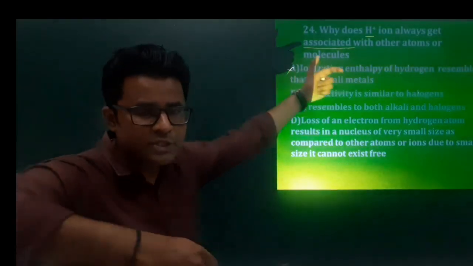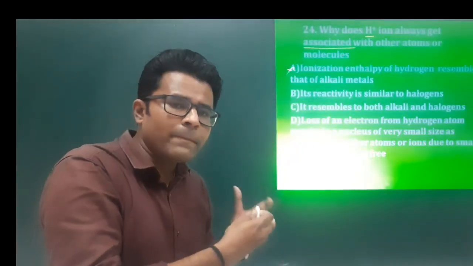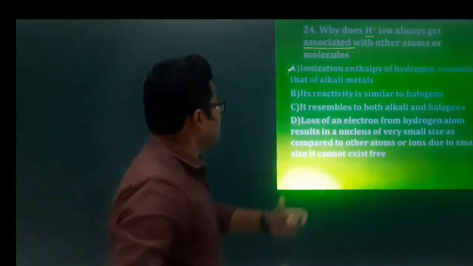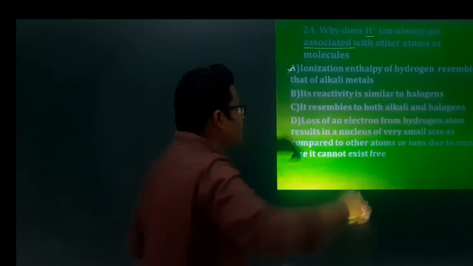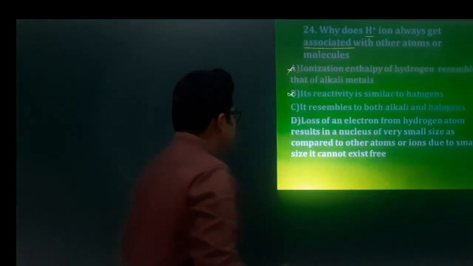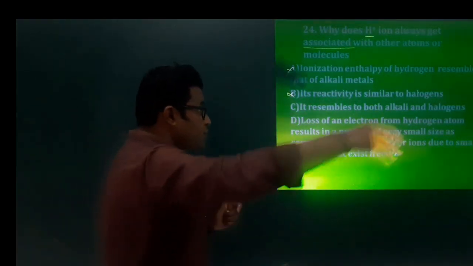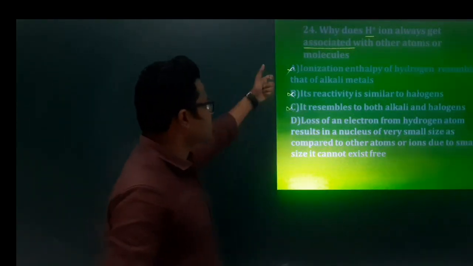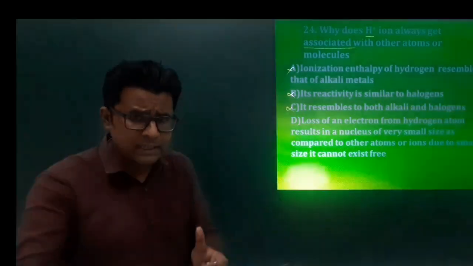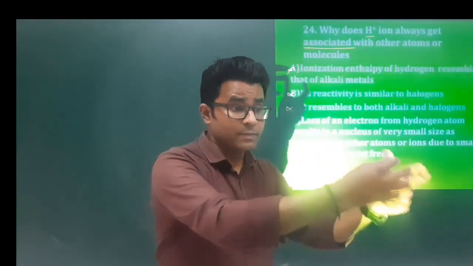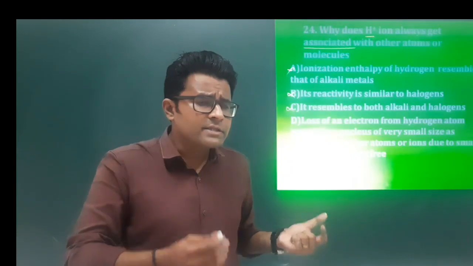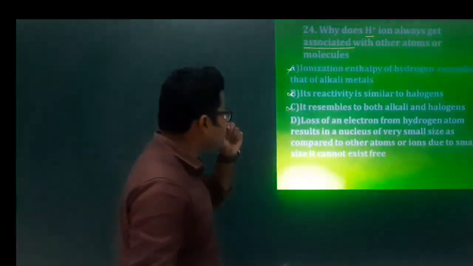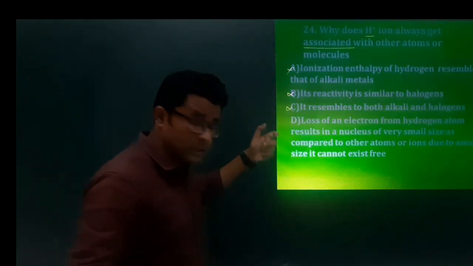Ionization enthalpy means you are just removing an electron and comparing that property with that of the alkalis, which is not a correct answer. Its reactivity is similar to that of the halogens. Again, it's not a correct answer. It resembles both alkali and halogens. Of course, it's again not correct. So in option 1 they say it resembles alkali, in option 2 halogen, and in option C both alkalis and halogens. Therefore, all these three options are not correct.